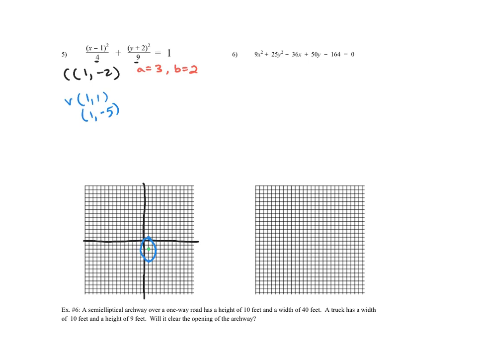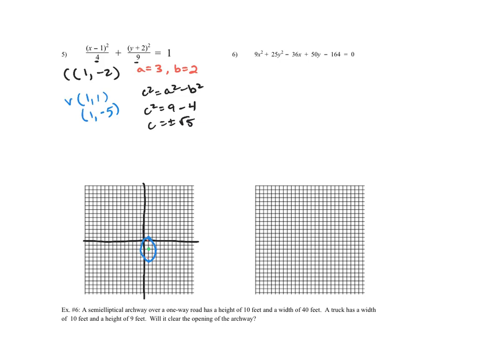And then we will use c squared equals a squared minus b squared to get that c equals plus or minus root 5. So that plus or minus root 5 is coming up or down from our center, not from our vertex, from our center. So the x values are not changing, but the y values are.